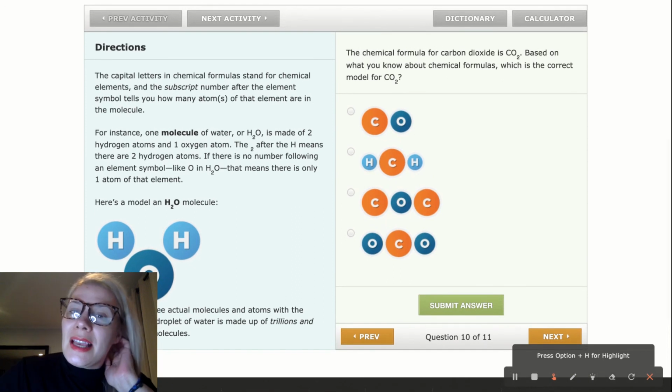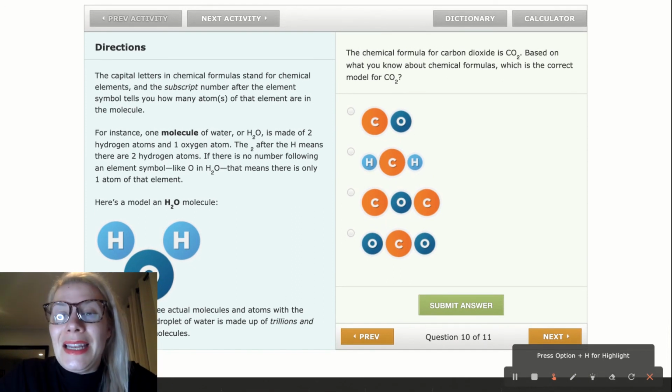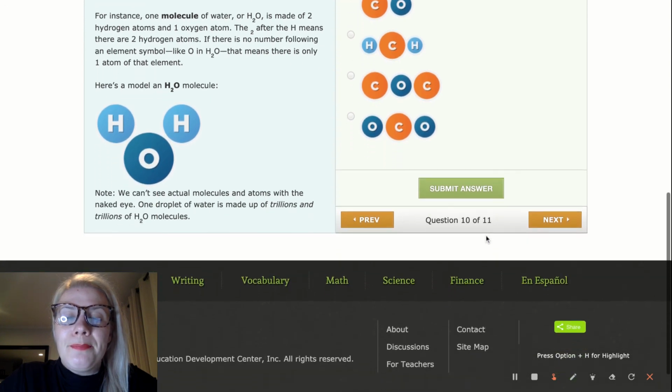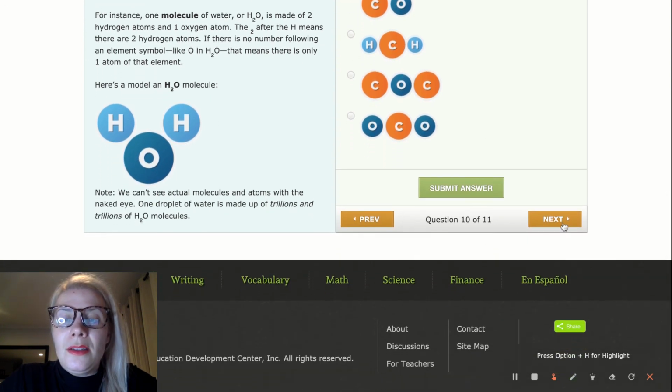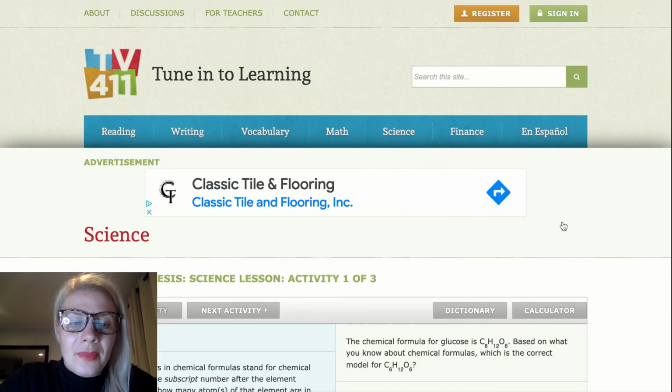All right, so the question says, the chemical formula for carbon dioxide is CO2. Based on what you know about chemical formulas, what we just talked about, which is the correct model for CO2? Is it CO? Is it C with these 2 H's? Is it 2 C's and 1 O? Is it 2 O's and 1 C? So choose the answer you think is correct and click submit answer, and let's click next.